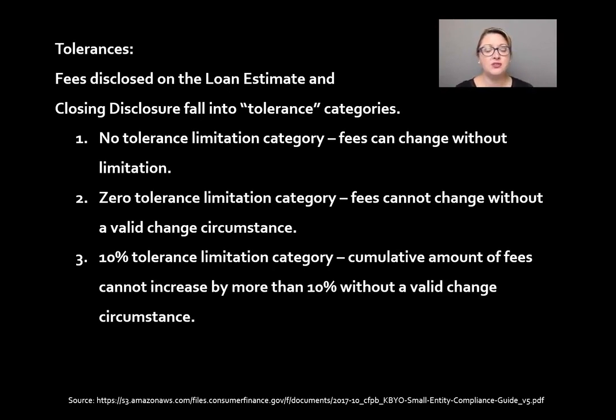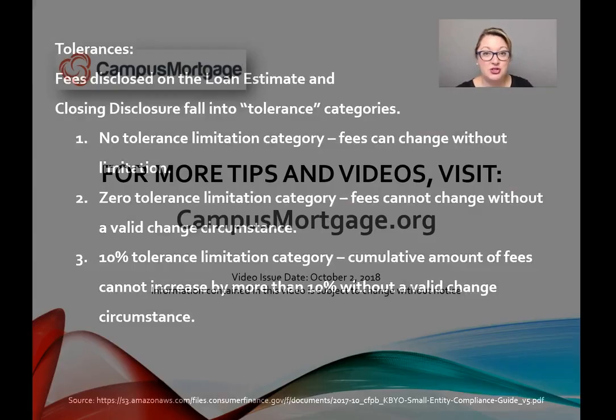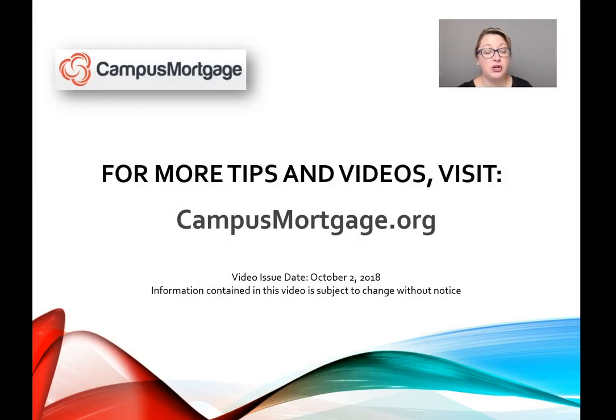So that's the first, is understanding the fee tolerances, and once you understand the tolerances, then that can help with the valid change circumstance. So make sure you check out part 2 and part 3, where we're going to go into a lot more detail on the fee tolerances and then get into the valid change circumstance.